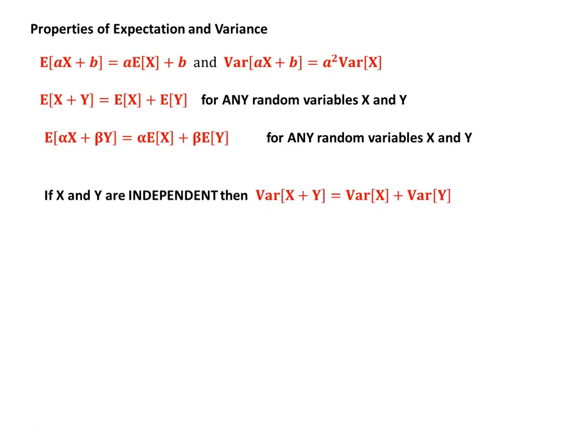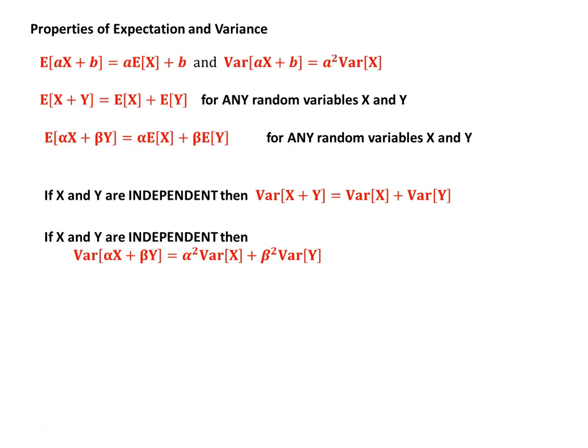Now if we look at the variance results, we need to know that X and Y are independent, which means the value of X doesn't affect the value of Y. Then the variance of X + Y will be the same thing as the variance of X plus the variance of Y. And moreover, if alpha and beta are constants, and X and Y are independent random variables, then the variance of alpha X + beta Y is alpha squared times the variance of X plus beta squared times the variance of Y.